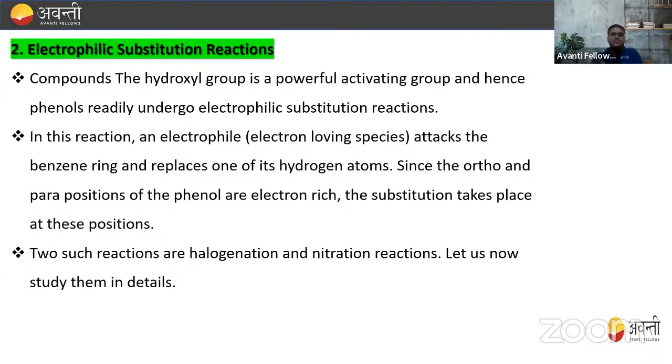Right. Now, basically, the hydroxyl group is a powerful activating group, and hence phenol readily undergoes electrophilic substitution reaction. Why is this? Dekho. We know that if we draw the structure of phenol, I guess we all know how we'll draw the structure of phenol, because we all discussed this thing in the previous class. So this is the structure of phenol, right?